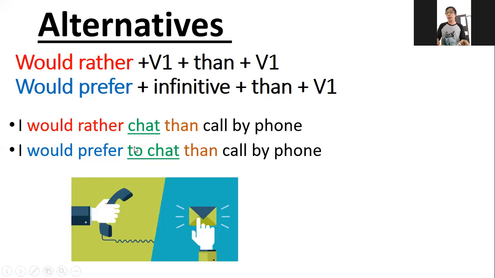Your preference tends toward chatting instead of calling by phone. It differs only in structure. When you use rather, directly use verb 1. But when you use prefer, you have to use the infinitive: prefer to chat.